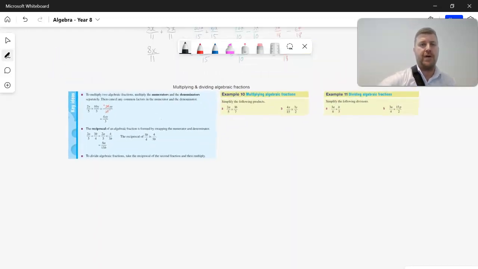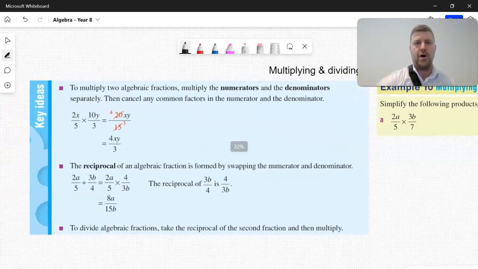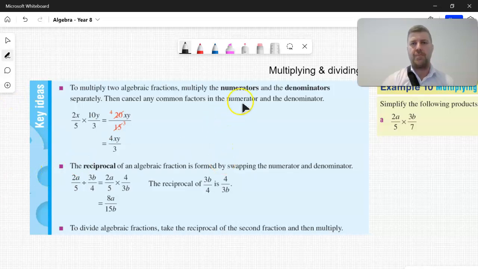So just a quick refresher, when we are multiplying two fractions, whether they're algebraic or not, we multiply the numerator by the numerator and the denominator by the denominator separately. So you can see in this example, 2x over 5 times by 10y over 3. We do 2x times by 10y, and then we do 5 times by 3 separately. And then we look to simplify our answer by finding any common factors that appear in the numerator and the denominator and cancelling those out.